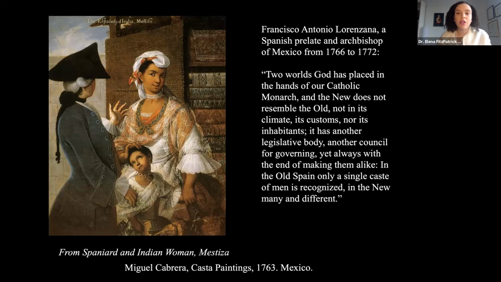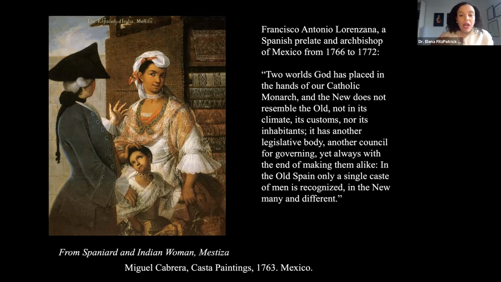This one here, Francisco Antonio Lorenzana, a Spanish prelate and Archbishop of Mexico, writes, "Two worlds God has placed in the hands of our Catholic monarch, and the new does not resemble the old, not in its climate, its customs, nor its inhabitants. It has another legislative body, another council for governing, yet always with the end of making them alike. In the old Spain, only a single caste of men is recognized. In the new, many and different."